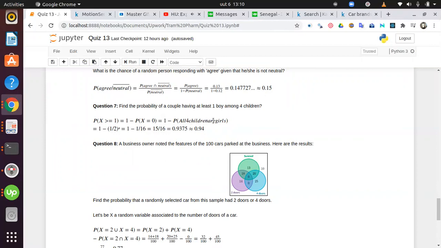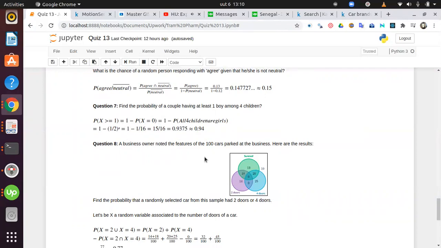And the probability to have 4 girls: the first child is either a boy or a girl, so the probability of a girl is 1/2. The second child also, the probability to get a girl is 1/2. The third and the fourth. So the intersection of these 4 events is 1/2 times 1/2 times 1/2 times 1/2, so it's 1/2 to the power 4. So 1 minus that probability, we get 15 divided by 16, which is approximately 0.94.